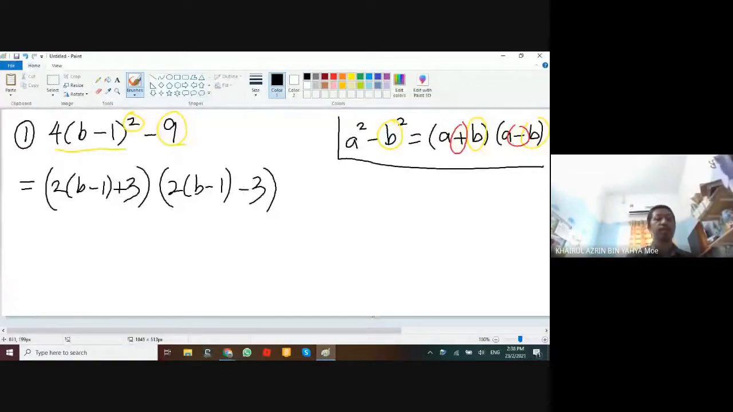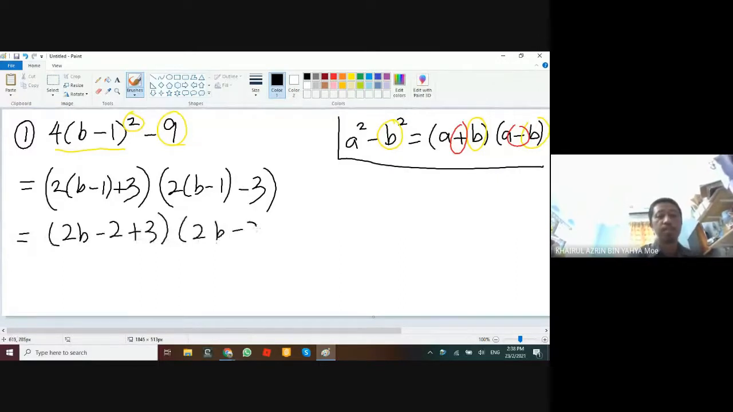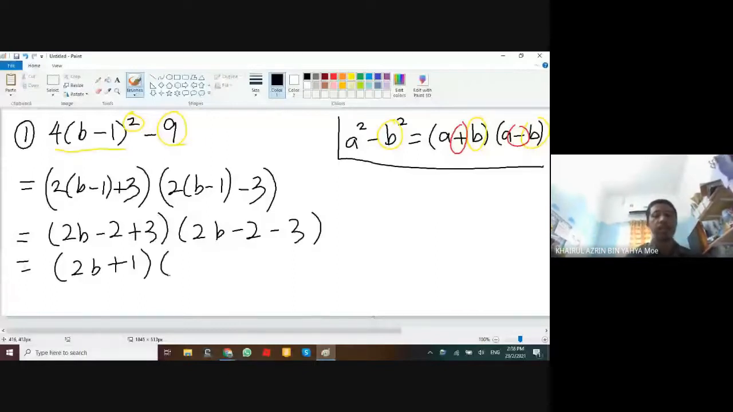And then we solve this one. It become 2b minus 2 plus 3, 2b minus 2 minus 3. And then we simplify, become 2b, negative 2 plus 3 is positive 1, and then 2b minus 5. Okay, this is answer like in the textbook. Textbook at the back answer like this.